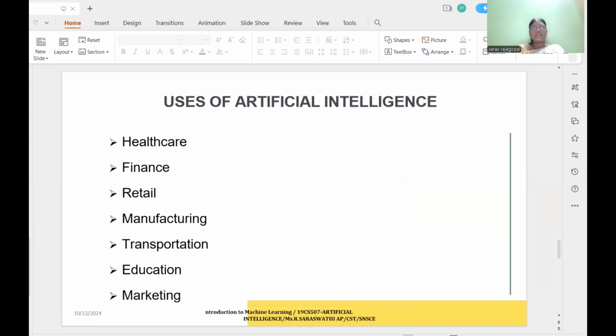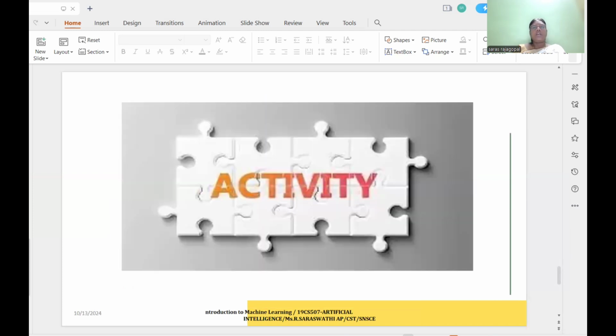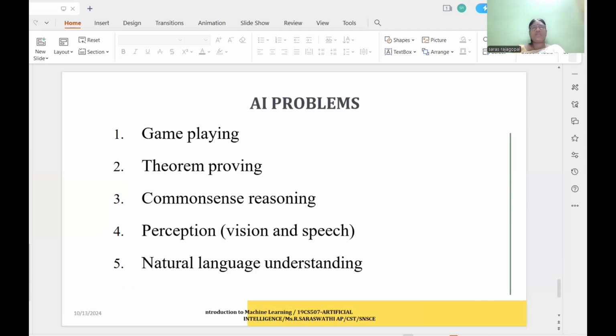These are some of the uses of artificial intelligence. Artificial intelligence can be used in many areas such as healthcare, finance, retail, manufacturing, transportation, education, and marketing. Next are some of the AI problems: game playing, theorem proving, common sense reasoning, perception, natural language, and understanding.